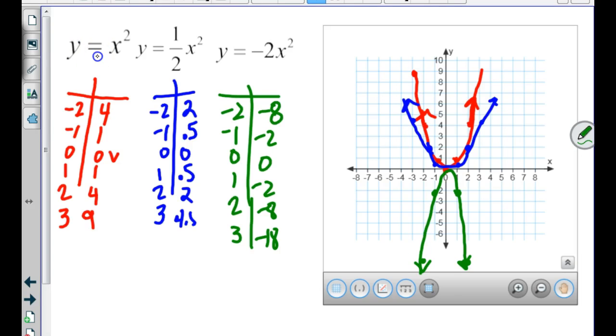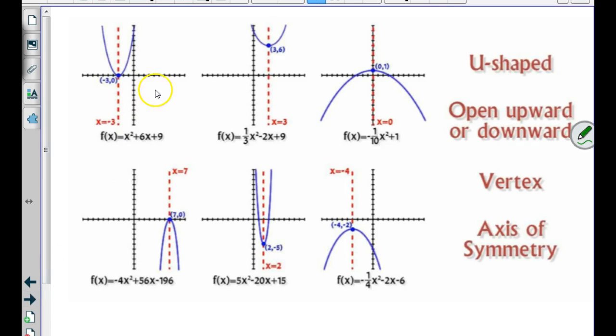Okay. Now, the reason I did that is because I use that idea. This is just quick review. Notice this had a 1 here, so it was considered a normal width. This 1/3 actually made it wider. The negative 1/10 made it open very wide, or go down very slowly actually, and it had a negative. The 4 was negative, so it went down, but it made it skinny. 5 up but skinny. Negative 1/4 down but wider again.